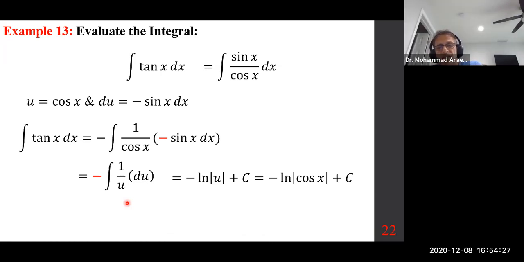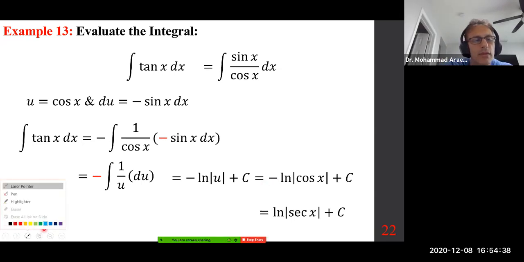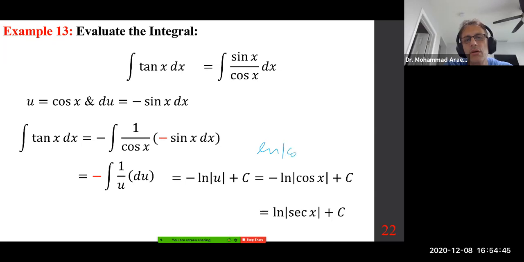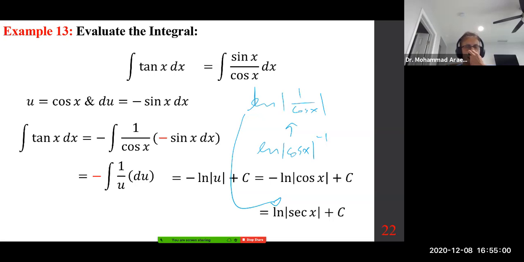If you left it as that, it's okay. I hope you realize it becomes secant, because you can put this negative in. So it becomes natural log of cosine x to the power of -1, which is natural log of 1 over cosine x, and that gives you ln of absolute value of secant x. Needless to say, we have a constant and it's not going to go away, class. We do have a constant and it's going to stay intact.